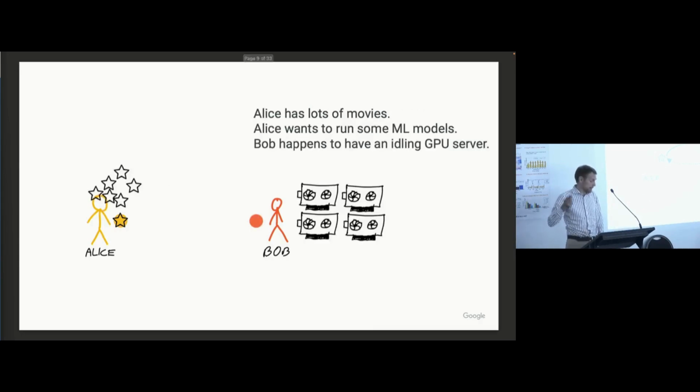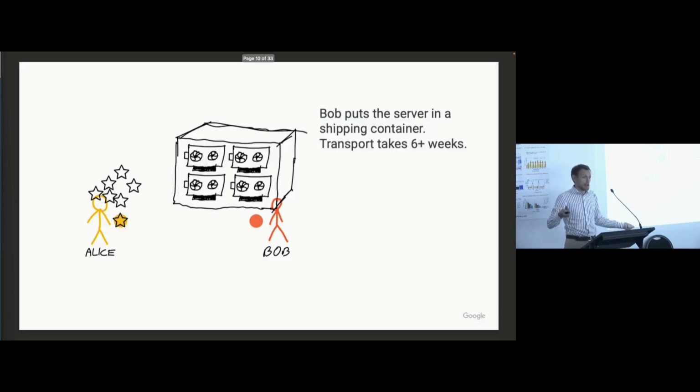There is yet another use case. Say Alice has lots of movies, and for some reason she wants to do some ML processing. For instance, do face recognition to index all the movies to quickly find the movies where Uncle Bob appears. And Uncle Bob happens to have an idling GPU server back in Brussels. So of course Uncle Bob can put this server in a container, I mean a real metal container, not the one we usually speak about, and ship it all the way to Australia, but it takes at least 6 weeks. So again, there is a better way.